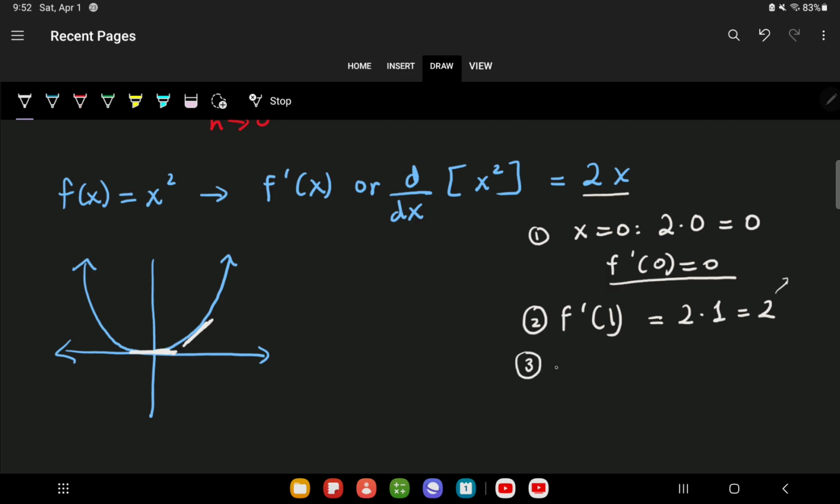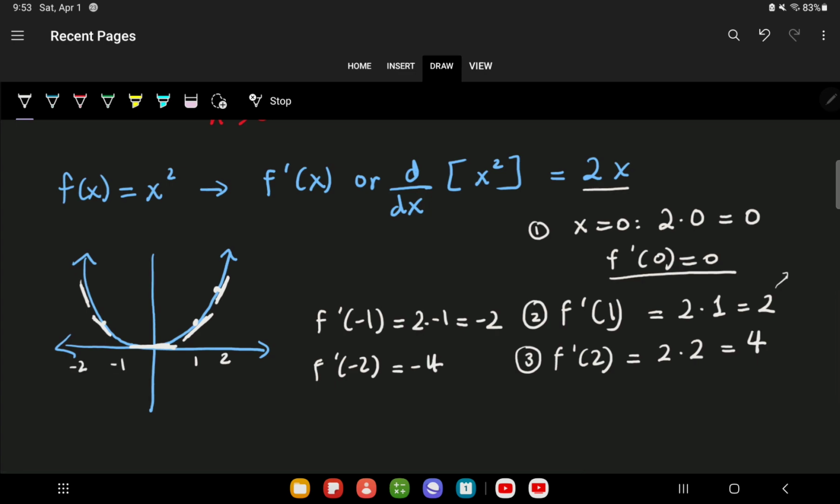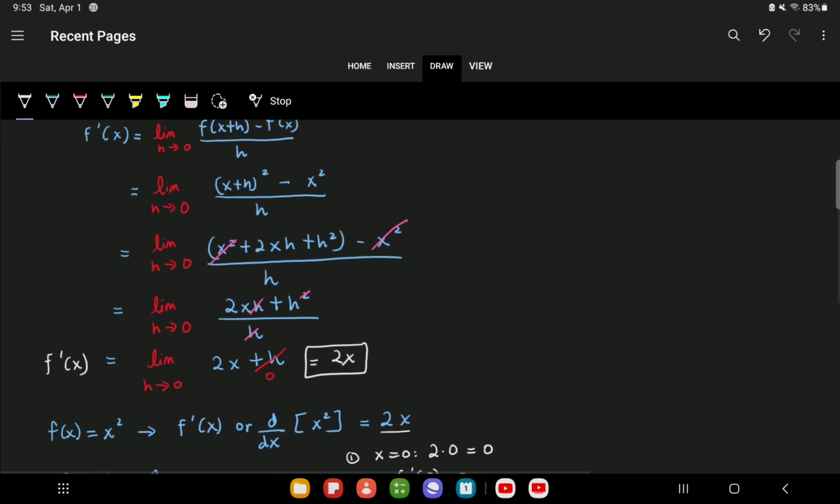Let's do another one. f prime of 2 is 2 times 2, and now things are going twice as fast. So it's increasing 4 times. That's at 1, that's at 2. And let's do the same thing on the negative side. f prime of negative 1 is 2 times negative 1, and now we see that the slope is negative 2. And similarly, we'll get slope is negative 4 for the point negative 2. And that's it. We have found the example of how to figure out the derivative using the definition of the derivative.